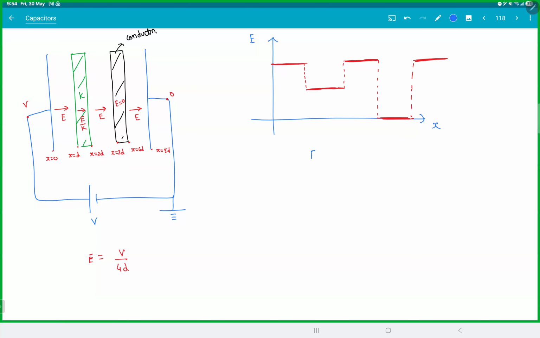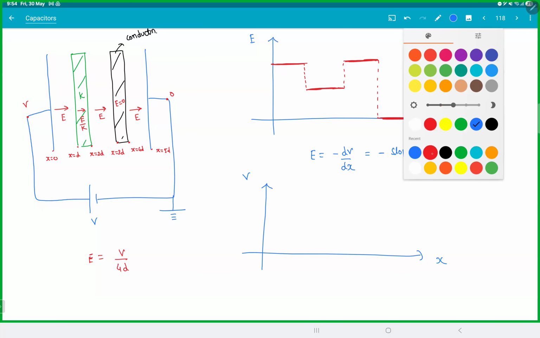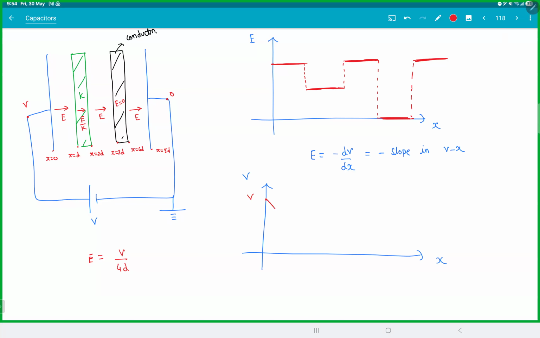And then we know field is nothing but minus dV by dx. That means negative of a slope. So in a V-x graph, the slope is nothing but field. So using this information, if you try to plot a V-x graph, the slopes must be field. You can clearly see initially the potential starts at V, it decreases. Then it decreases, but at a slower rate because inside a dielectric the field is less. Then again it decreases. Then it becomes constant inside a conductor. Then again it decreases.